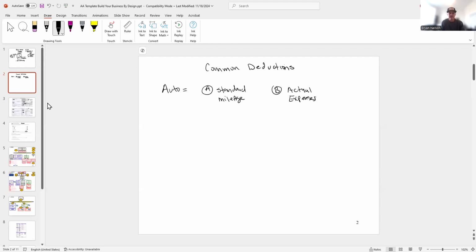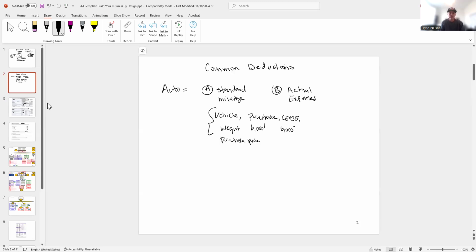Okay, we want to look at the vehicle. Did we purchase it? Did we lease it? Those are important. What's the weight of the vehicle? Is it 6,000 pounds plus? Is it under 6,000 pounds? So we want to start to look at these. We want to look at the purchase price.